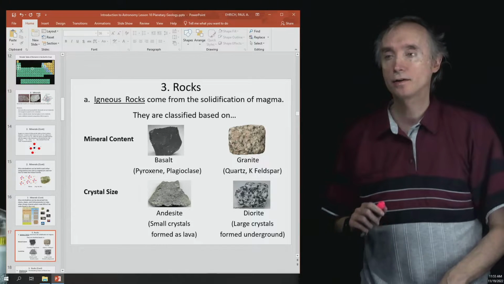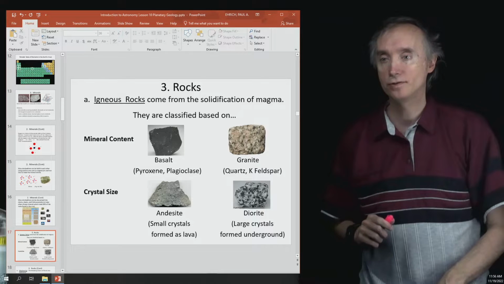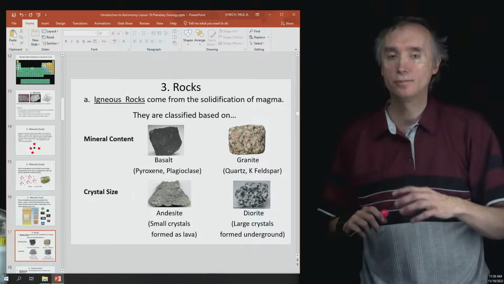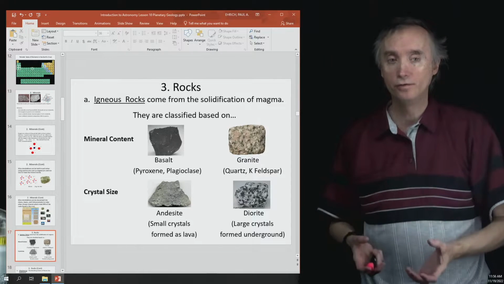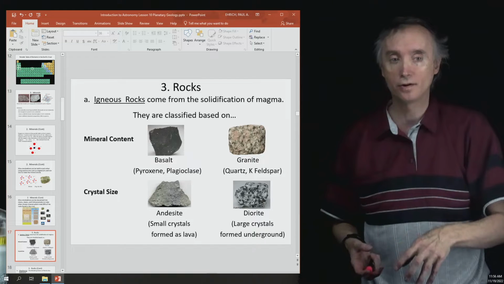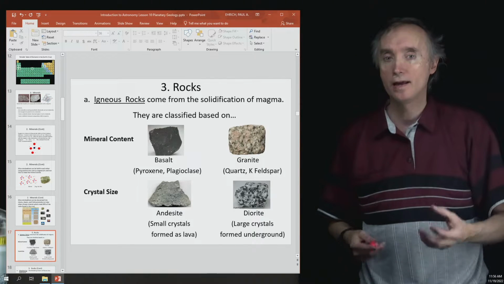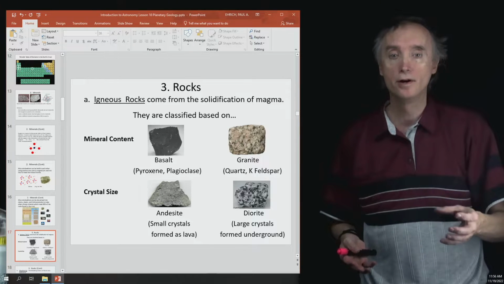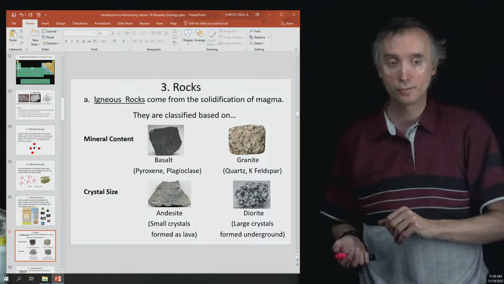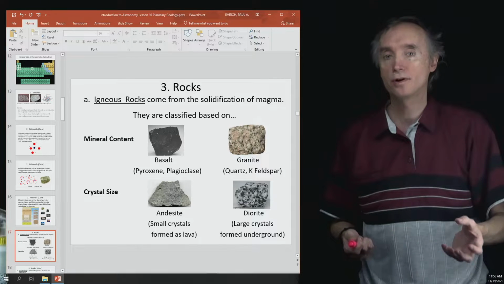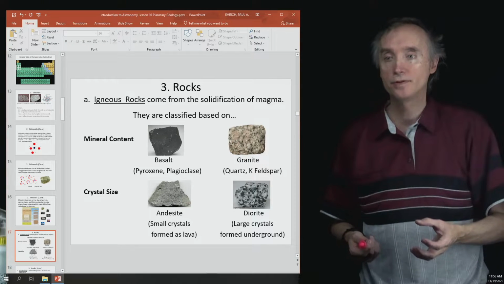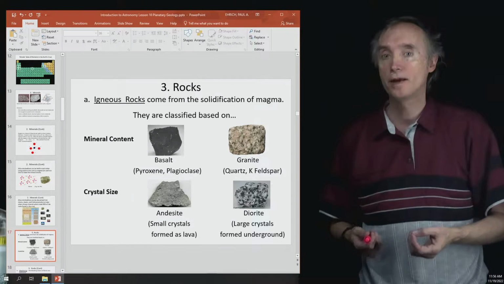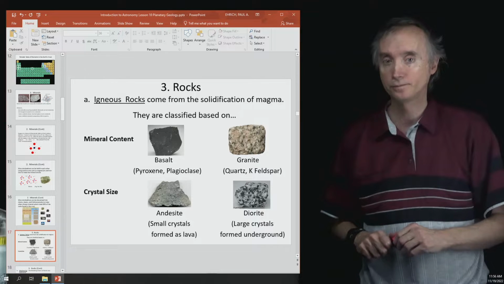So an igneous rock comes from the solidification of magma. So you've got all of these ions and minerals that are in liquid form when they're inside the earth, because the earth is very hot. And then when this stuff hardens, when it freezes, just like when water turns into ice when you lower the temperature. So when you lower the temperature on magma, these ions and minerals begin to crystallize and they will turn into an igneous rock.